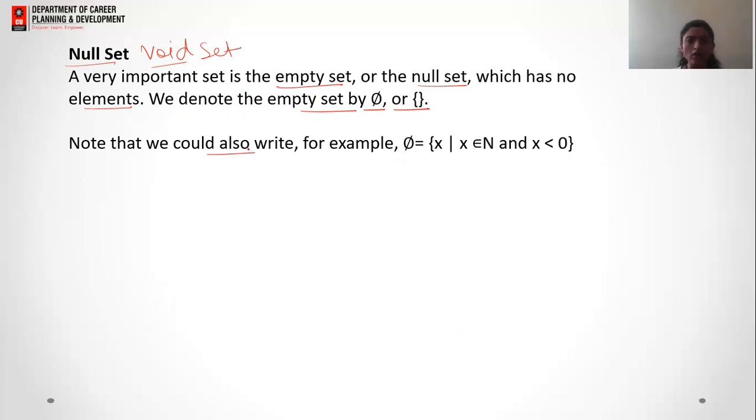Note that we can also write, for example, phi as x belongs to N and x is less than 0, because we know that natural numbers start from 1, 2, 3 and so on. But here we wrote x is less than 0, which means negative numbers. In natural numbers, there is no negative number. So it means this is a null set or void set.